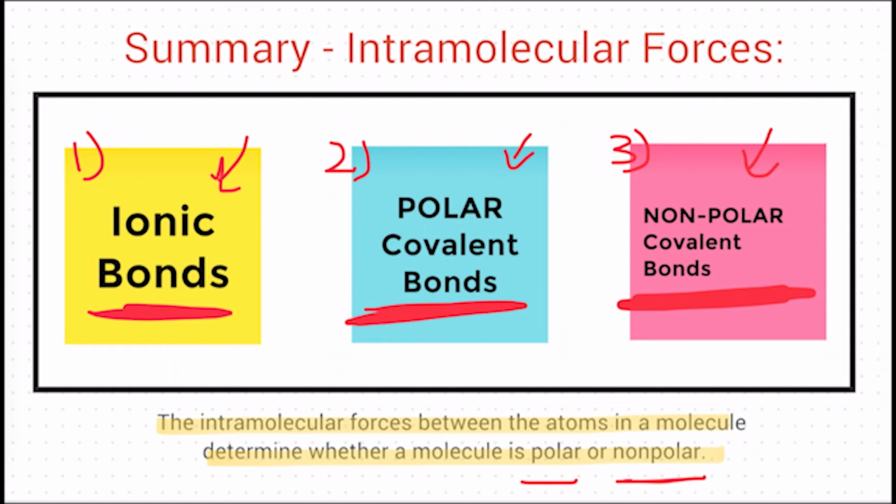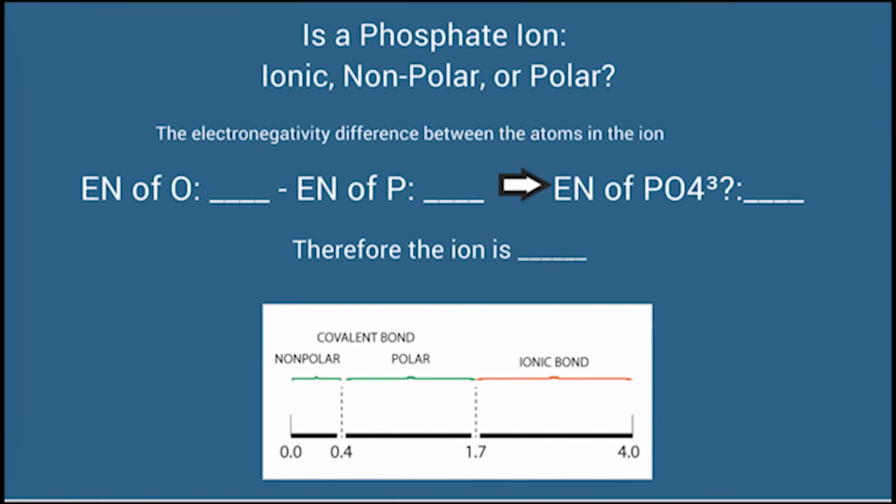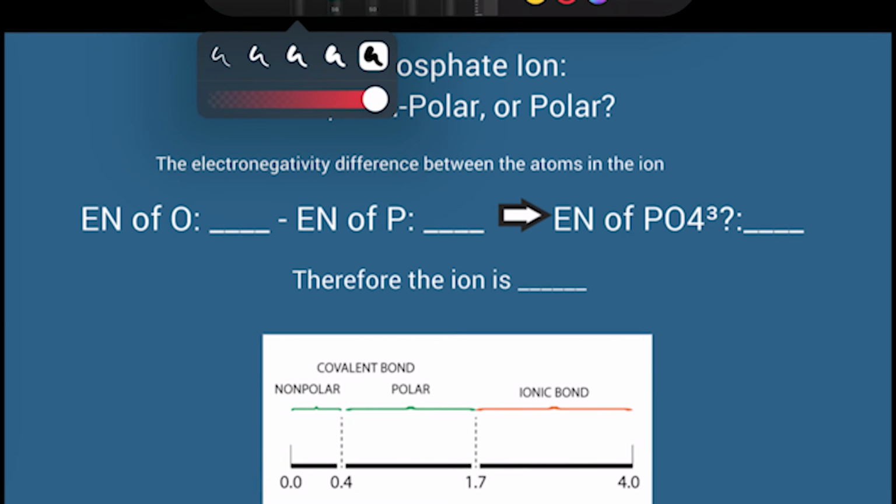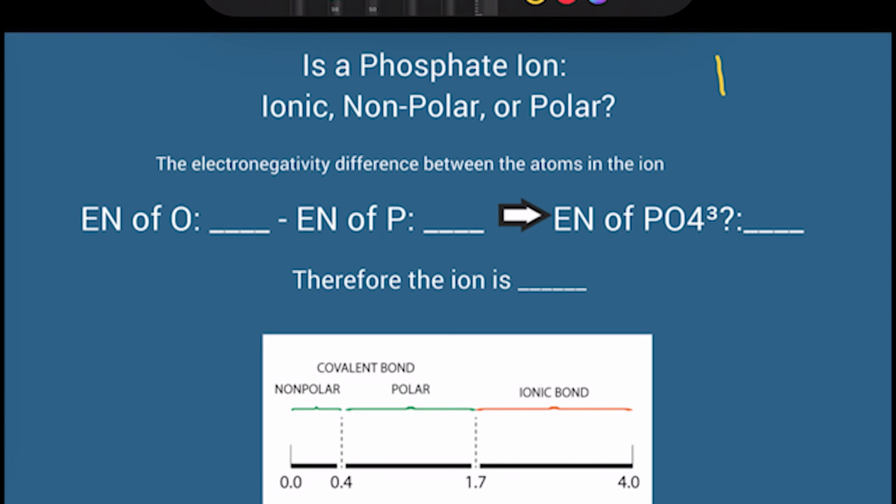To identify whether the polyatomic ion phosphate is ionic, polar, or nonpolar, we can do a quick calculation of the electronegativity difference between the atoms in the ion. Phosphate has 2 different types of atoms in its structure. It is composed of 1 phosphorus and 4 oxygen atoms. Therefore, the 2 different atoms in phosphate are phosphorus and oxygen.